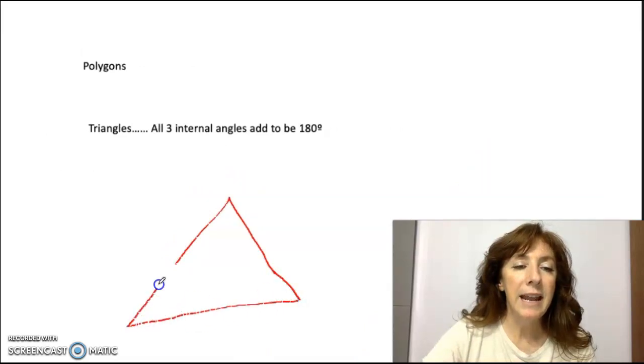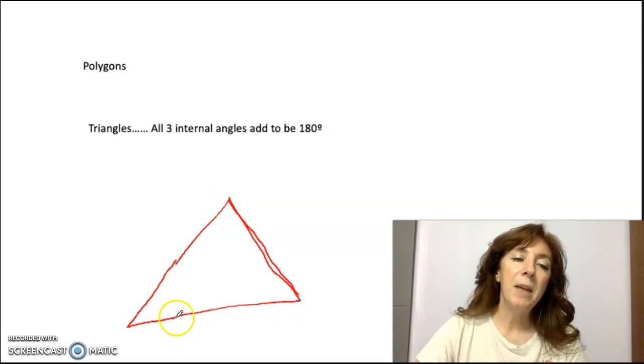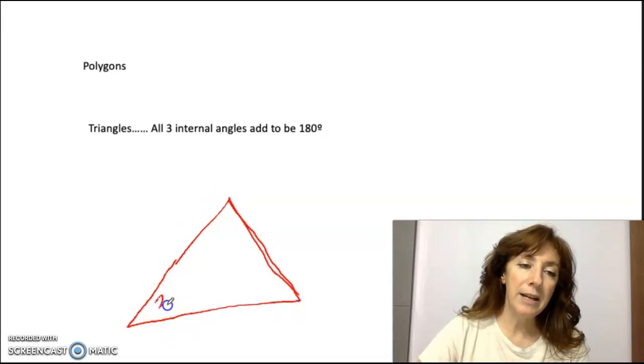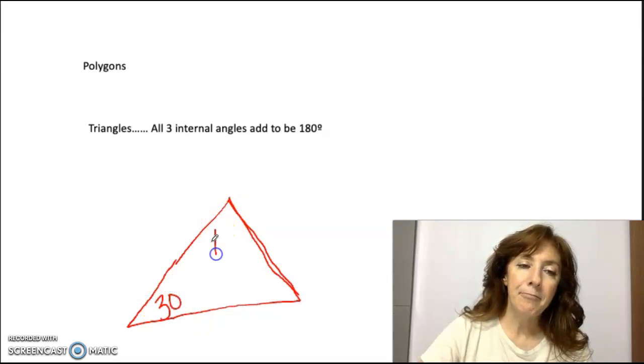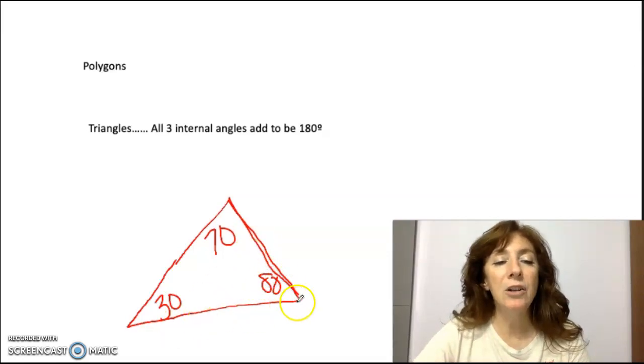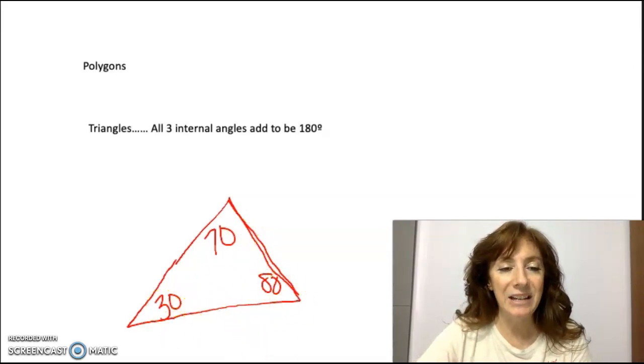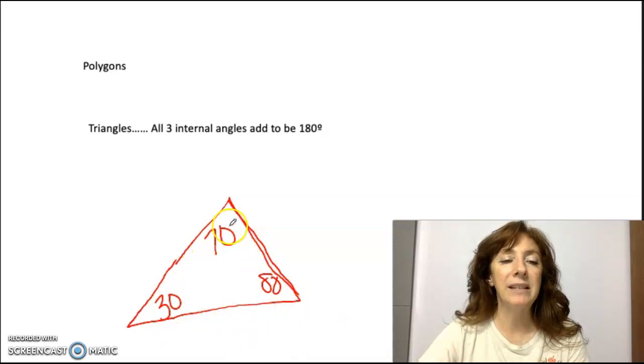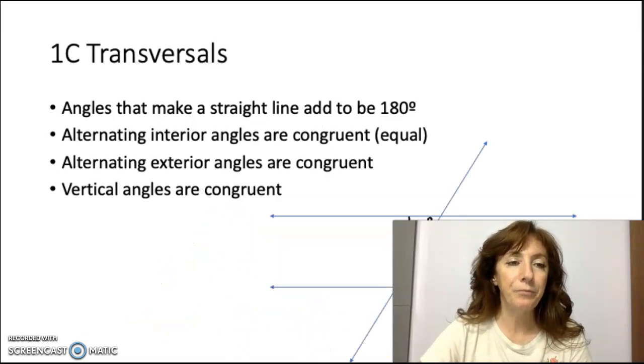There are different names of triangles, and those are also in your Quizlet. But what I really want you to remember is that triangles have all their internal angles equal to 180 degrees. They all add up. 30 plus 70 plus 80 is 180 degrees.